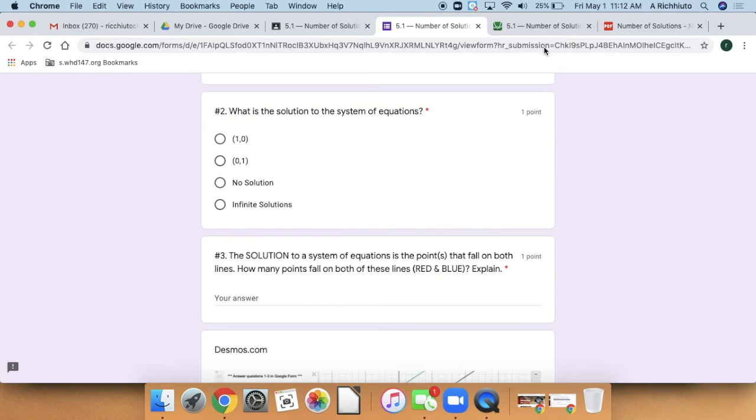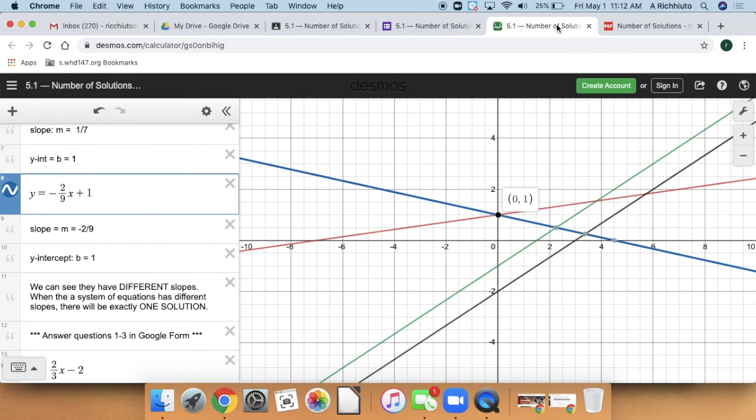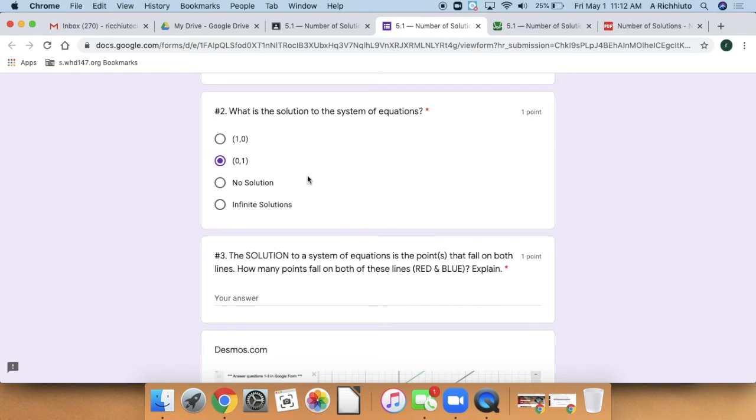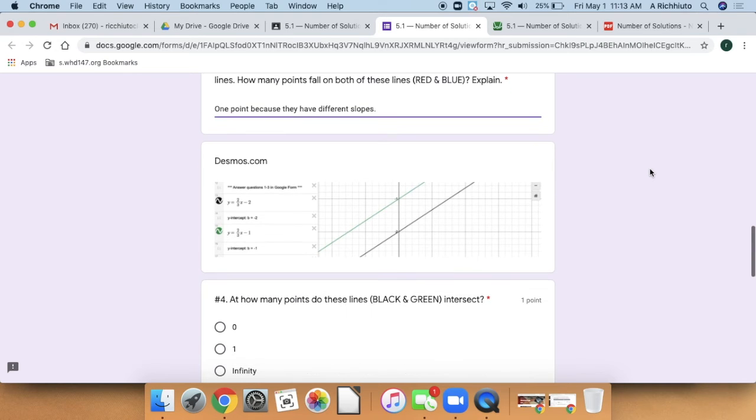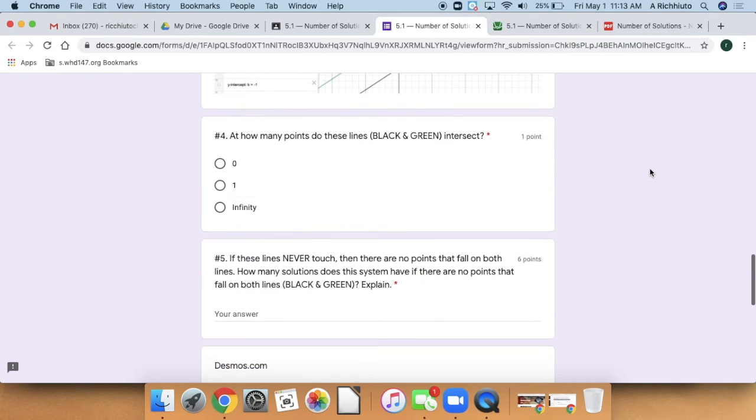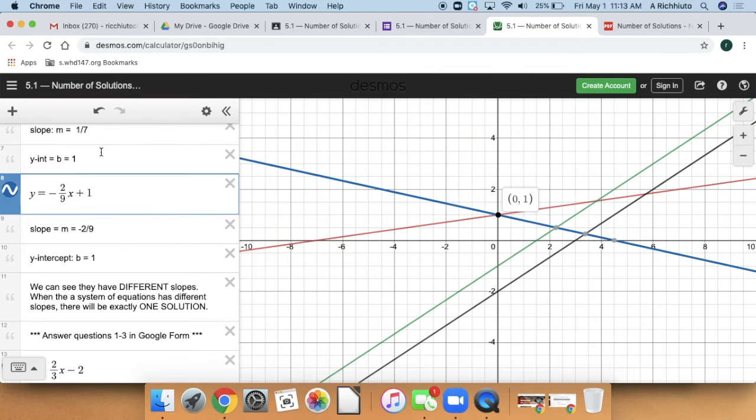What is the solution to this system of equations? Well, remember the solution is where these lines intersect. What point is on both lines? And that's this point right here, 0, 1. And then the solution to a system of equations is the point or points that fall on both lines. How many points fall on both of these lines? Well, we already know 1 point, because they have different slopes. Okay? You don't got to get fancy, just 1 or 2 sentences. Explain what you're thinking. All right, 1 through 3, we did them. Let's keep working through here.